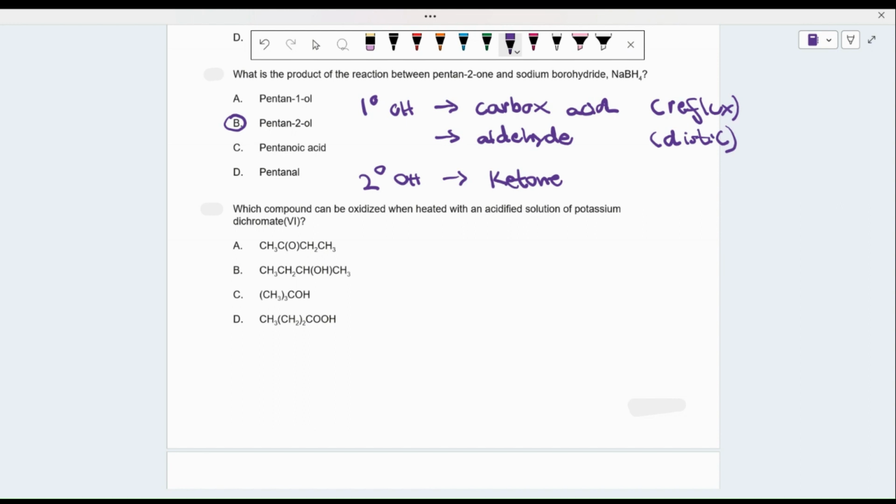Which compound can be oxidized when heated with, well, oxidation of alcohols. It will be an alcohol, so it cannot be A.